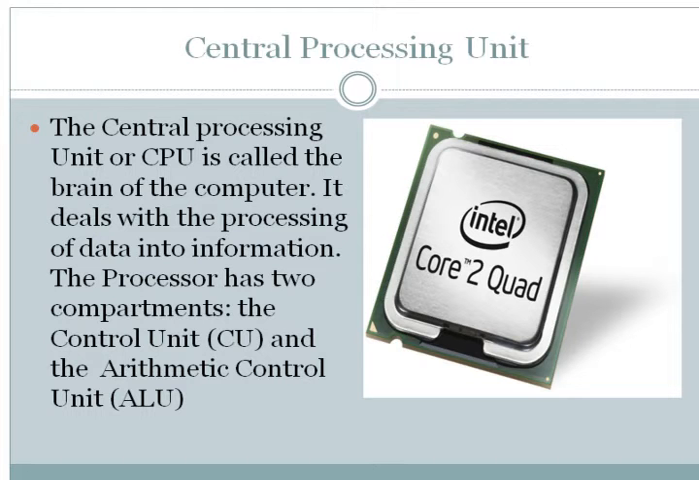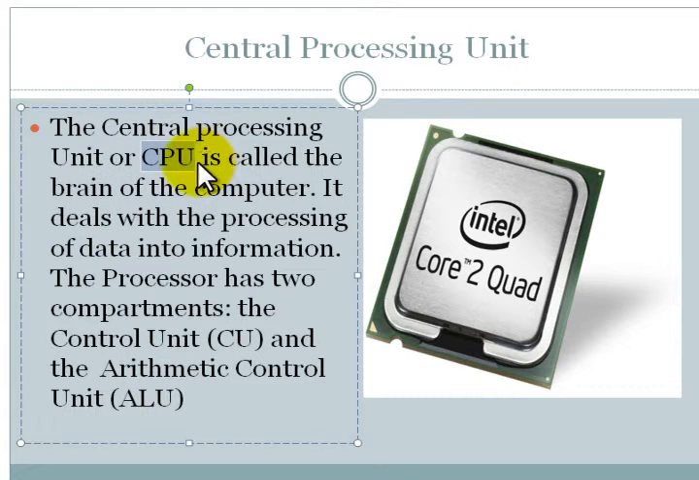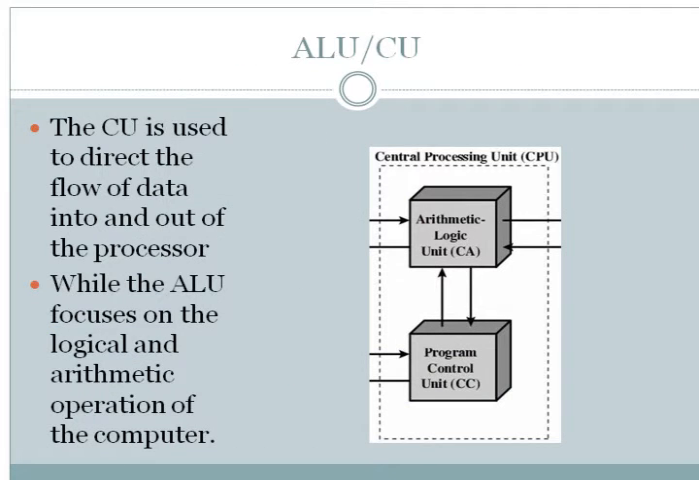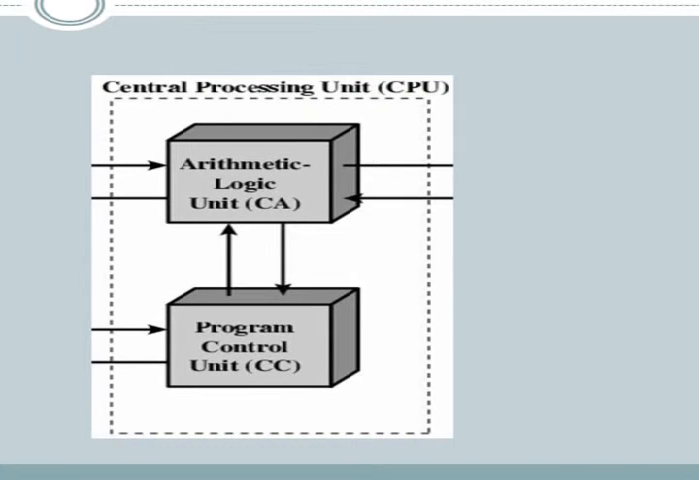Now the next category of hardware is what we call the processing, of which the main component is the central processing unit, otherwise known as the CPU, or the brain of the computer. It deals with the processing of data into information. It has two compartments, the CU and the ALU.